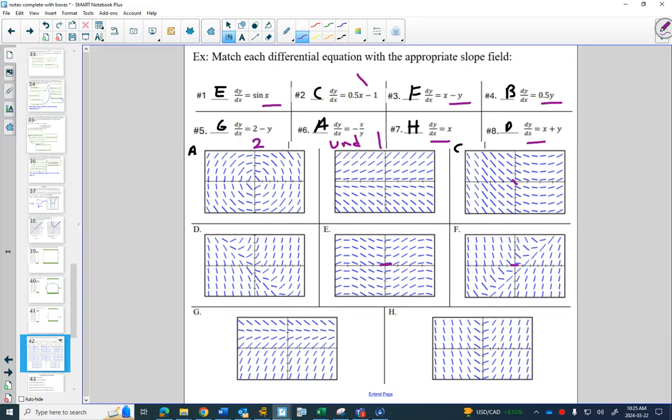So using 0, 0 could help us find out number 5 would be G, because this one definitely looks like the slope field at 0, 0 would not be flat. But it didn't really help us differentiate between a bunch of other ones. So then you'd have to pick another point, something else that you could easily figure out.